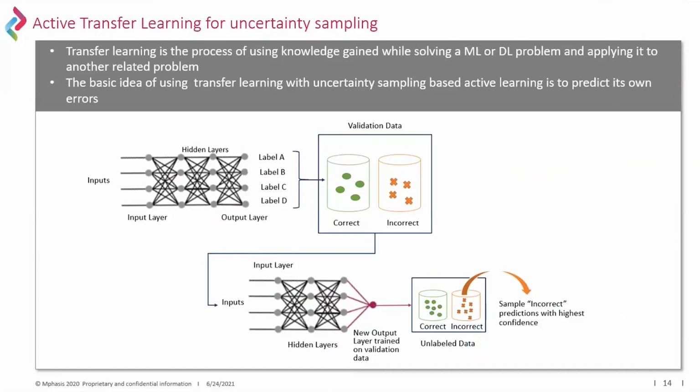The basic idea of using transfer learning with uncertainty sampling is to use the pre-trained machine learning model to predict its own error. So let us understand it using the diagram in the deck. Here we have a deep learning model that can predict the data into 4 classes. As you can see, these are label A, B, C, and D. In our use case, we can assume these as the predefined classes for news headlines data. So when the trained machine learning model makes predictions on validation data, each data point is classified into 4 classes.